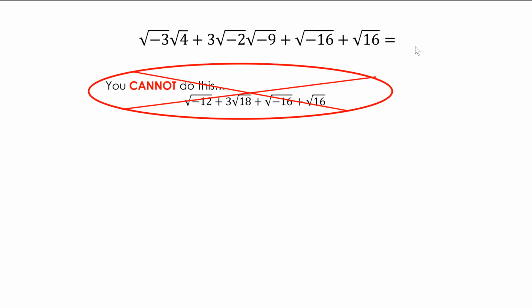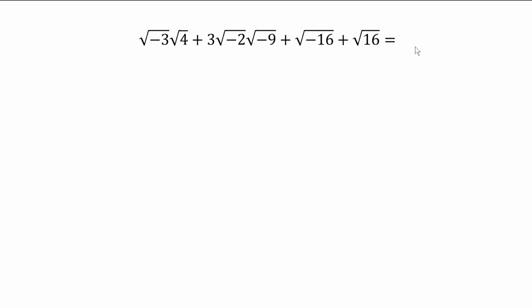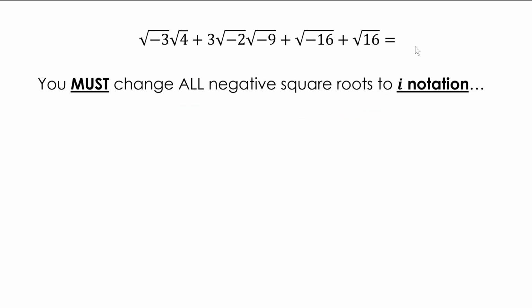Whenever you see a negative number in the square root sign, you need to change it to i notation. So for the first term, you're going to have the square root of 3 i times the square root of 4. Plus the second term is going to be 3 times square root of 2 i times the square root of 9 i, plus square root of 16 i, plus square root of 16. Okay, now you can start doing the multiplication.